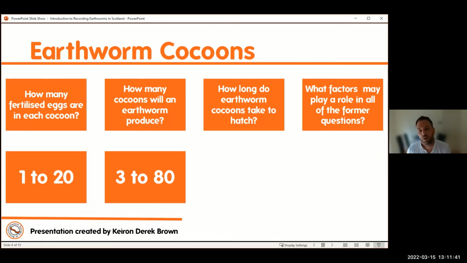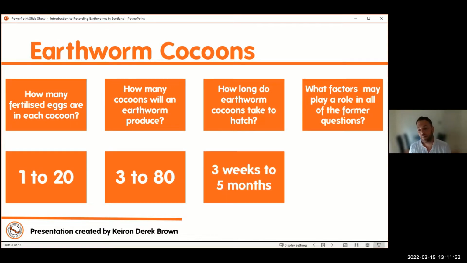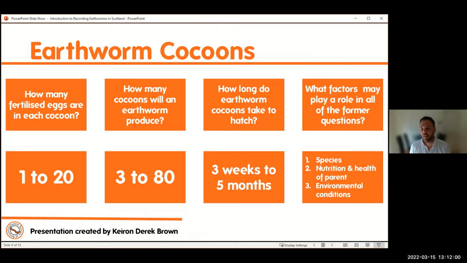How long do earthworm cocoons take to hatch? Well, all those factors that can affect how many cocoons will be produced affect the hatching time as well. And it can be anywhere from 3 weeks to 5 months, depending on the species and those other conditions. And what factors may play a role in all the former? Well, like I said, species, nutrition and health of the parent, and environmental conditions.